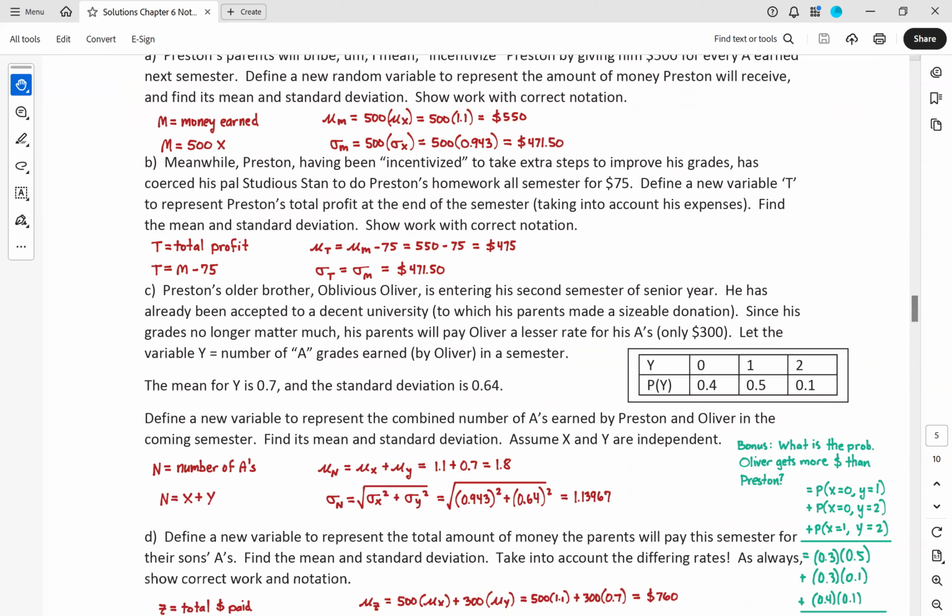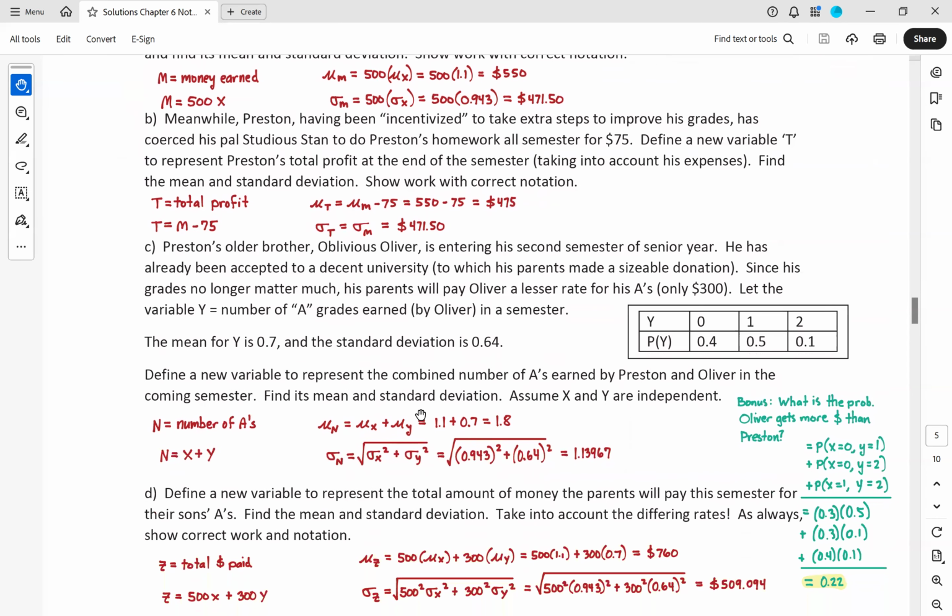Let's check out part C, where now we've got oblivious Oliver, who's got a similar deal with the parents, but is getting paid a lesser rate for A's. Okay. The variable y will be the number of A's earned by Oliver. And it appears, according to the table, that Oliver is not capable of earning more than 2 A's. It's either 0 or 1 or 2 appears to even be a stretch. Okay.